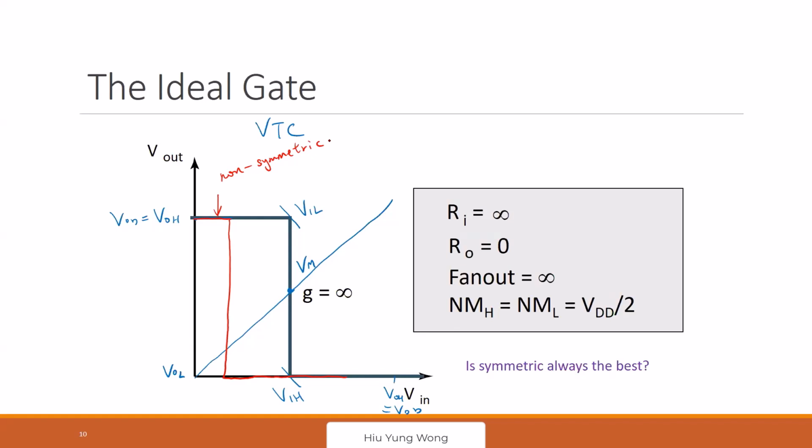My connection was not stable. Let me repeat. This is a non-symmetric one, right? Why is it non-symmetric? Because obviously the NML is smaller than NMH. Do you think this one can be good in some situation, or is it always worse than the symmetric one?